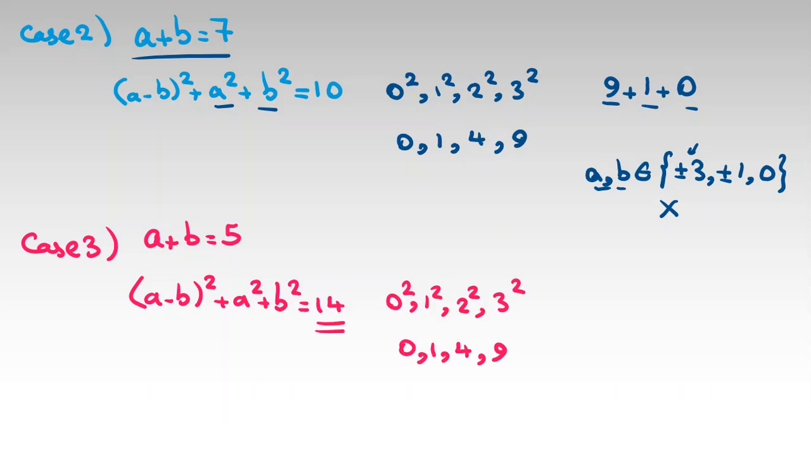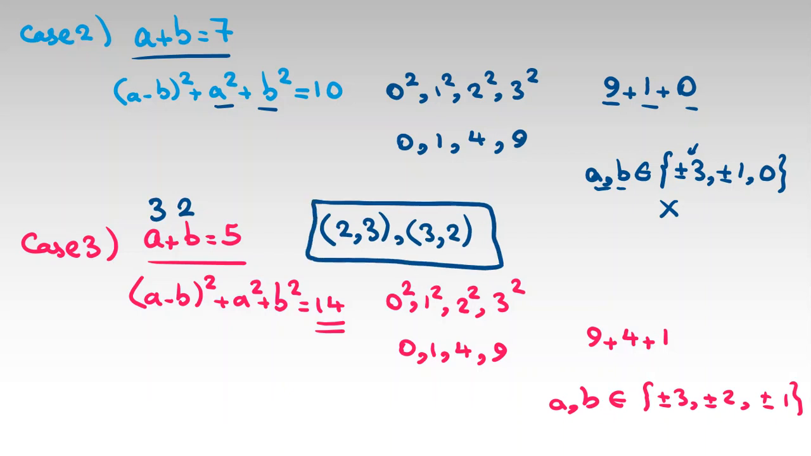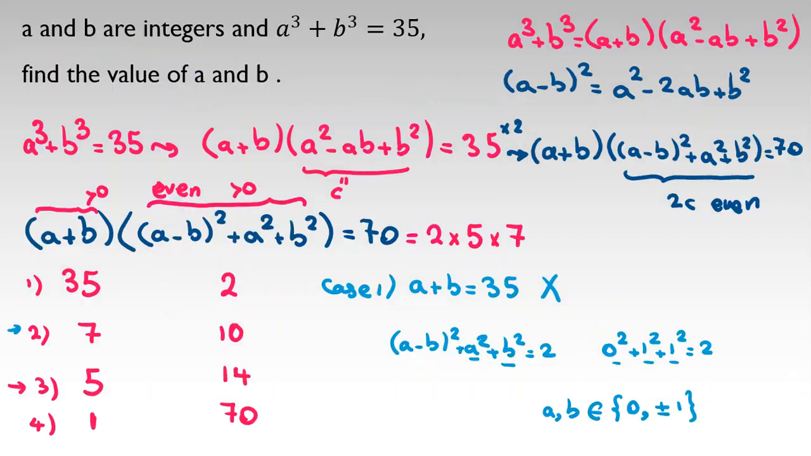If I want to reach 14, one way is 9 plus 4 plus 1. It's the only possible case. So A and B are between plus minus 3, plus minus 2, and plus minus 1. For A plus B equal 5, one of them should be 3, one of them should be 2. So we can say 2, 3 is an answer, and 3, 2. You can reverse. Here we found one answer, and let's consider the last case.